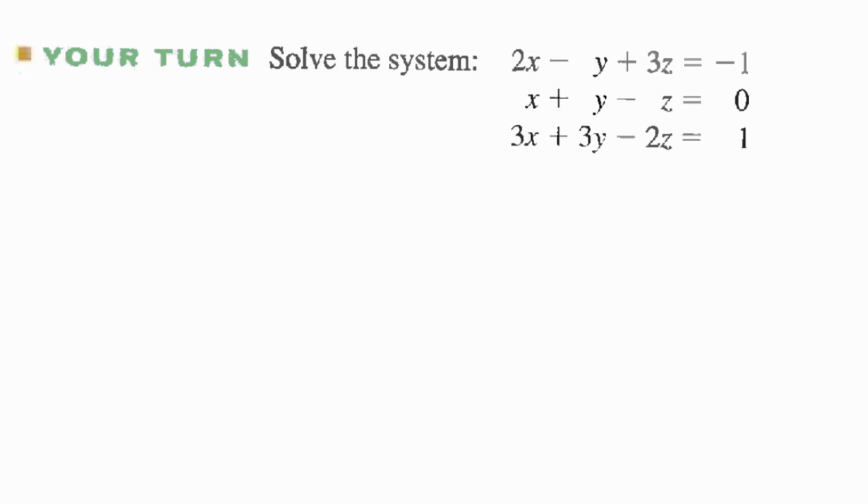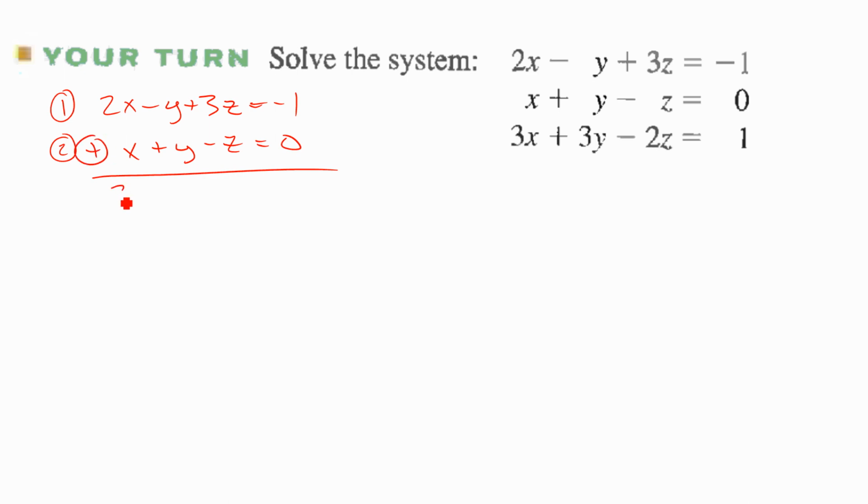All right, let's do x's in this case. Simple enough to do that. 1 and 2. You know what? Let's do y's, actually, since we already have those y's matching up. 2x minus y plus 3z equals -1. And x plus y minus z equals 0. And so we're going to just add straight down. 3x plus 2z equals -1.